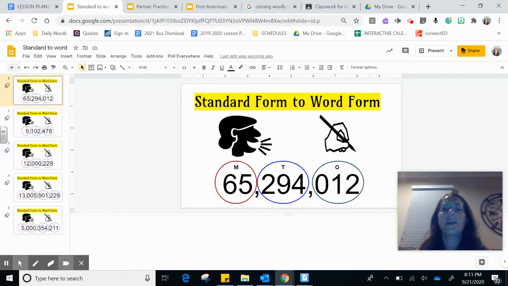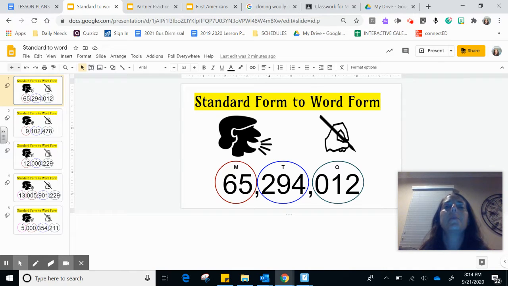And when you're reading big numbers, you should have learned this from yesterday, you read it period by period. So if I was going to read this number, I'm going to say everything in this circle. It says 65, but then I have to name the period that it's in. So this would be 65 million. Then I'd go over here to the thousands period and read everything in that circle. I would say 294 and then name the period, 1,000. And then I'd finish off with my last period and say 12. You never have to name that last period, that ones period.